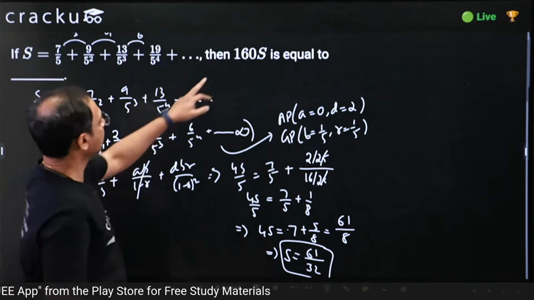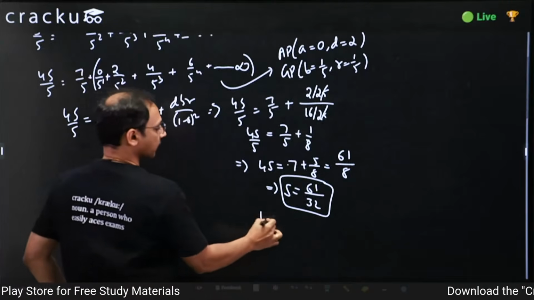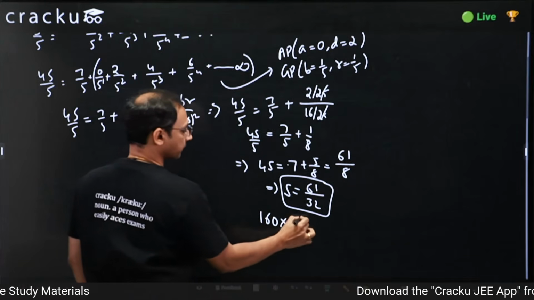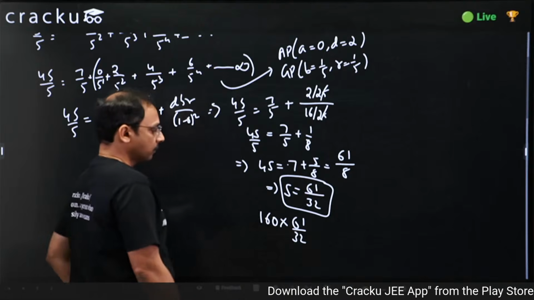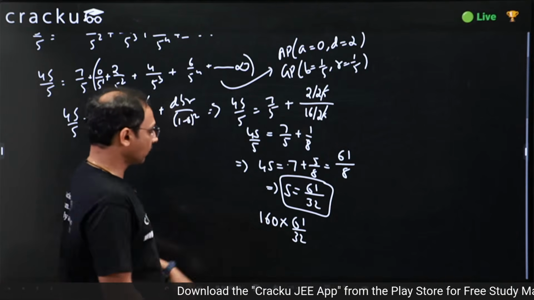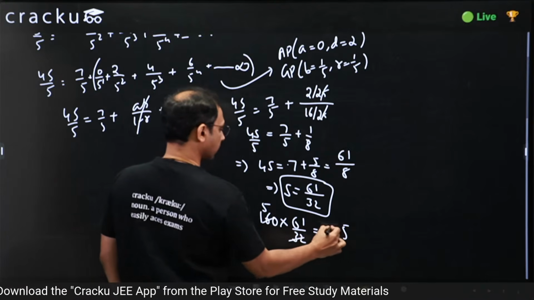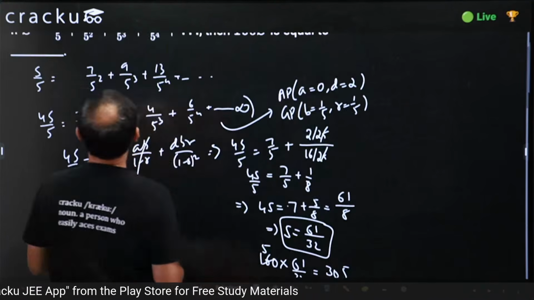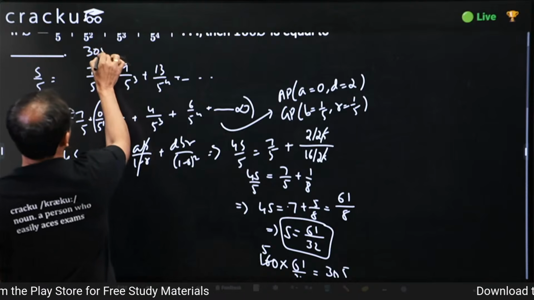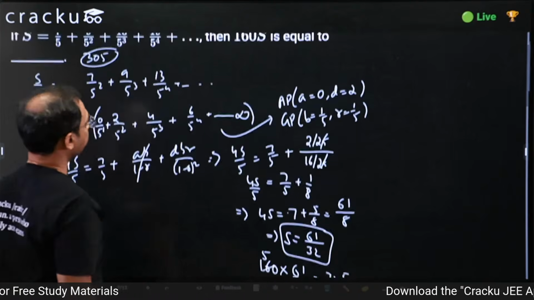What is he asking? He's asking 160 into s. So let us multiply by 160. 32 into 10 is 320. 32 into 5 will be 160. So I get 530. So 305 is the answer to this particular question.